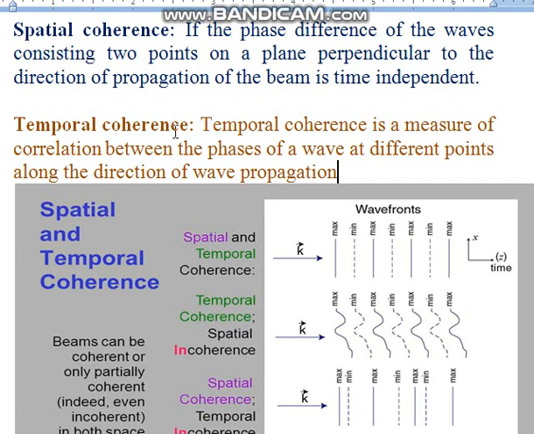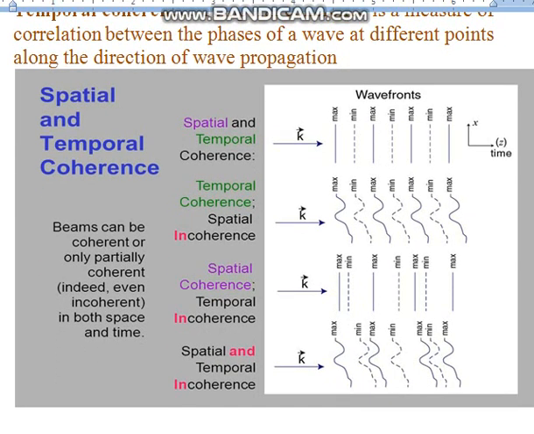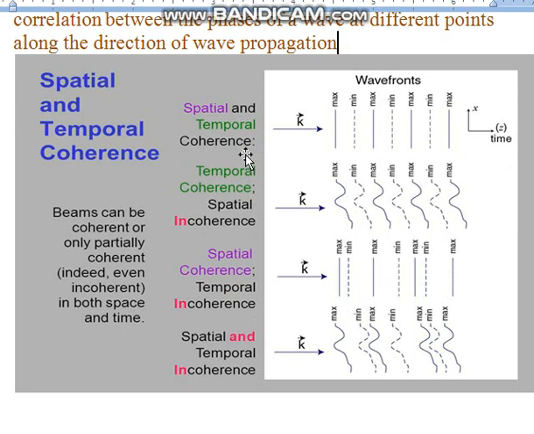And what is the temporal? Temporal is the coherency along the direction of propagation of the wave. Here we take an example to illustrate the spatial and temporal coherency. This is the direction of propagation of the wave. This wave is both spatially coherent and temporally coherent.